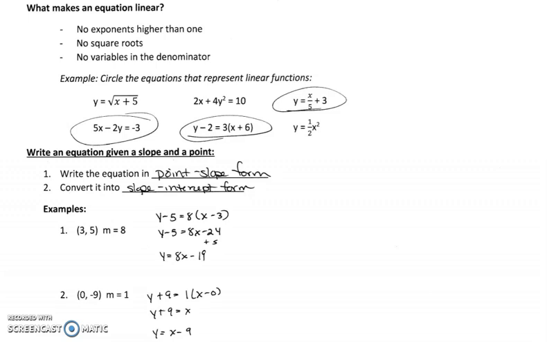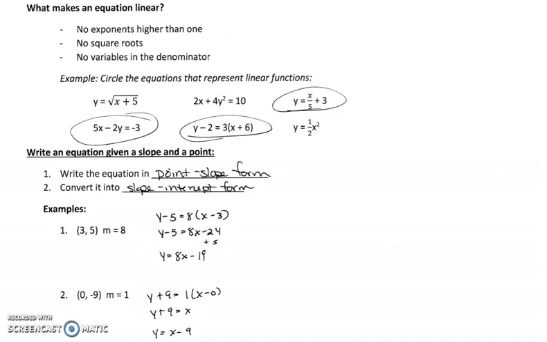No square roots. Square root graphs have their own type of thing. No absolute values, no any other special characters like that. And then no variables in the denominator. Variables in the numerator are acceptable, variables in the denominator are not acceptable.